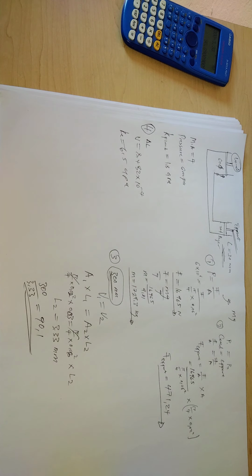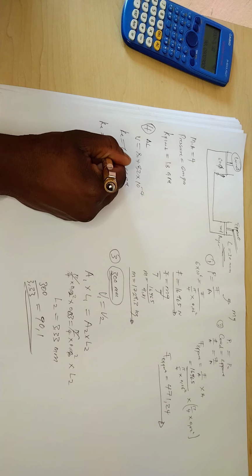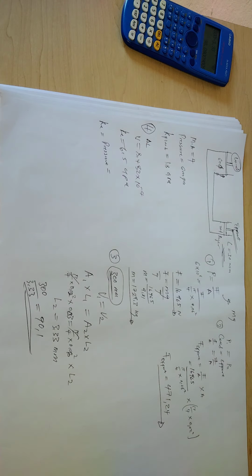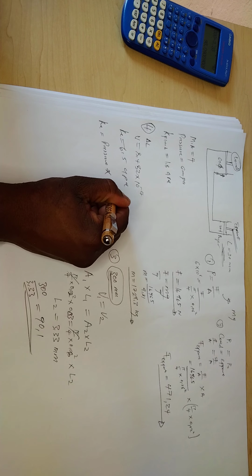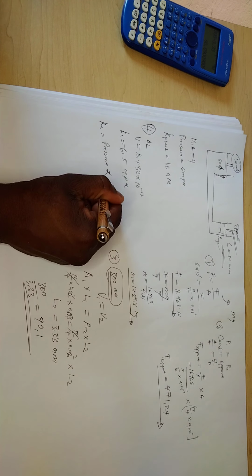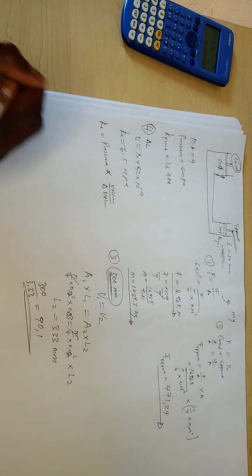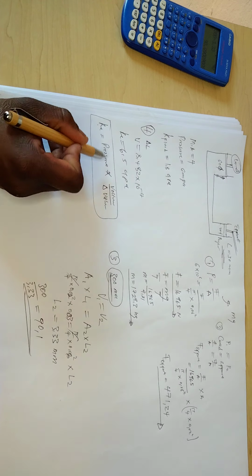All right, where do we start? We know that we need to find KE. That's one thing we know, because the main formula is KE equals pressure multiplied by volume, divided by changing volume, right? This is our main priority. But we don't have KE, but we have pressure.